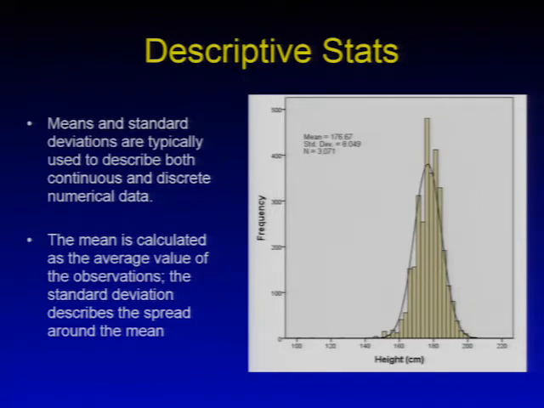Let's move now to the descriptives and thinking about those data types as we just talked about them. If you have continuous data, then means and standard deviations are usually going to be the way you're going to plot those, the way you're going to try to describe that data set.